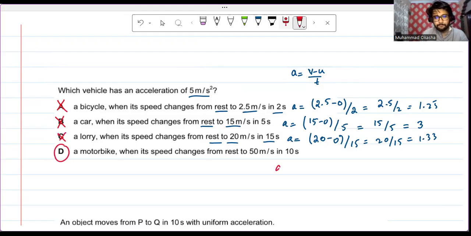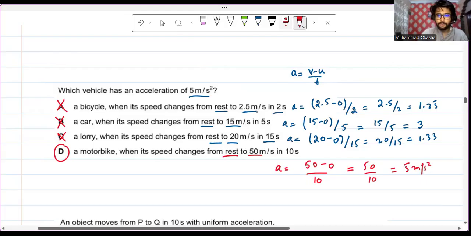But let's see. From rest to 50 meters per second, which means final velocity is 50. Initial velocity is 0, divided by 10. 50 divided by 10 will be equal to 5 meters per second square, and hence D is your answer because we were looking for 5 meters per second square.